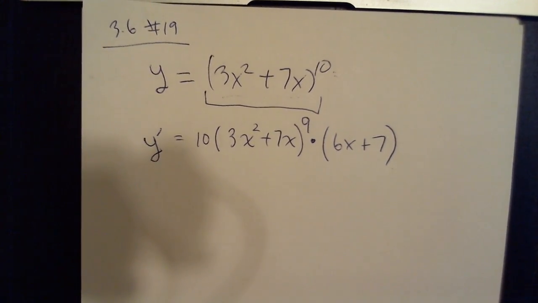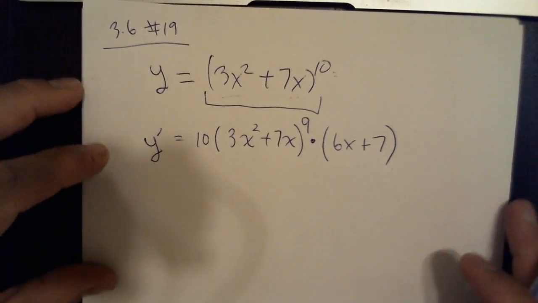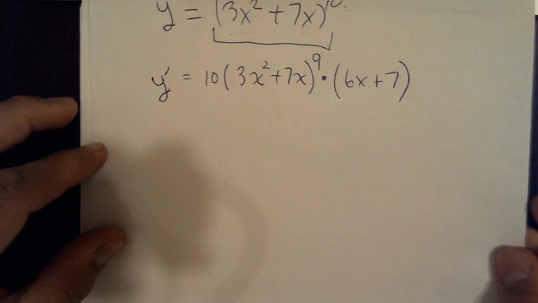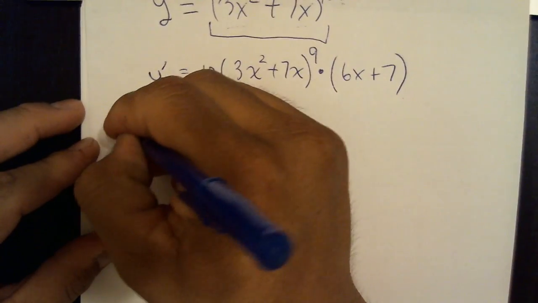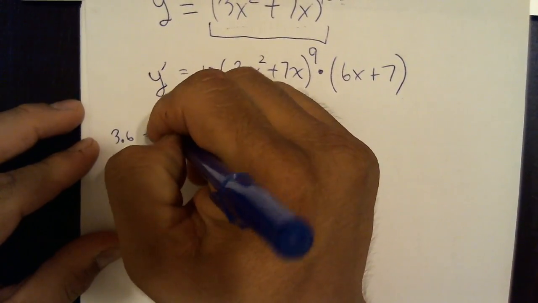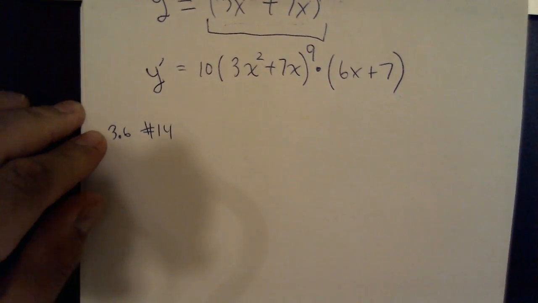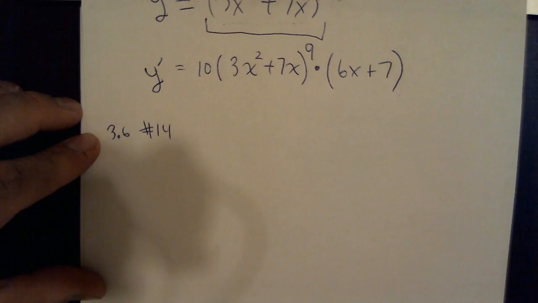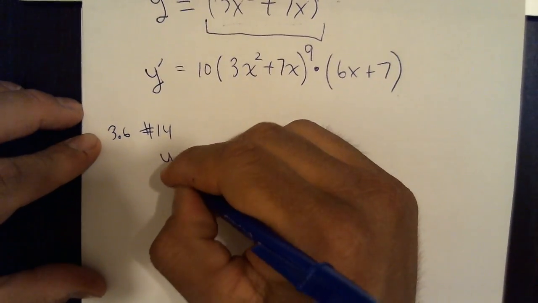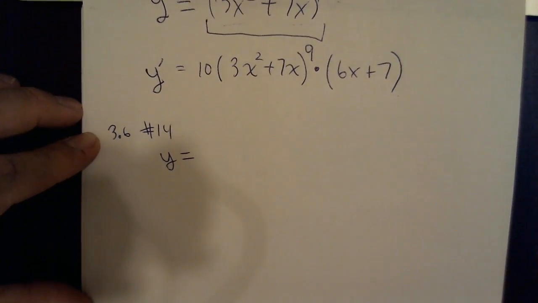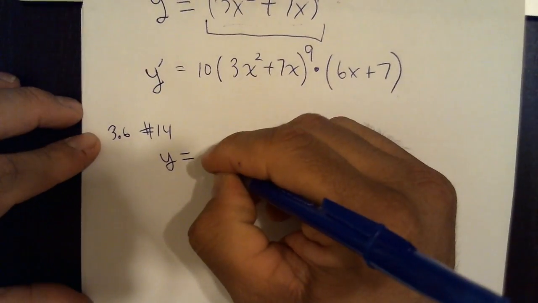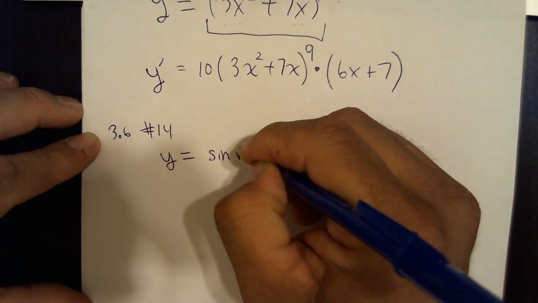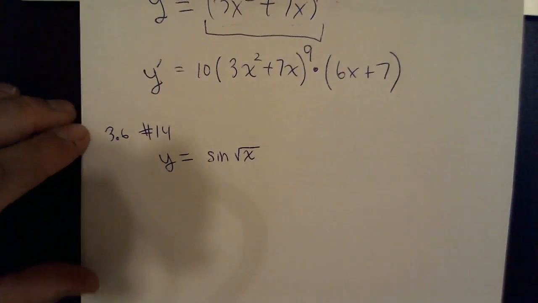Okay, so 3.6, number 14. All right, that's a good one. We have y equals sine of the square root of x.